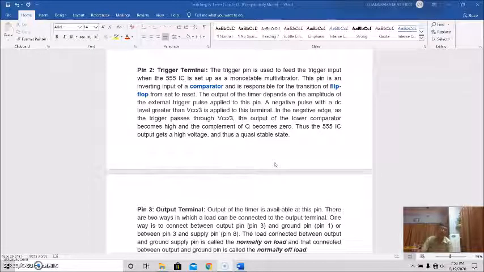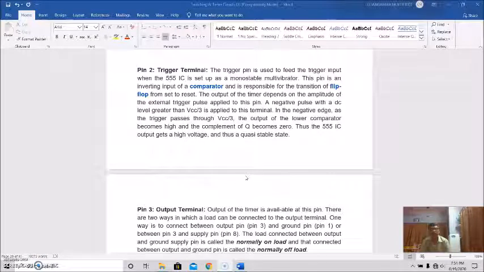And the output of the timer depends on the amplitude of the external trigger pulse applied to this pin. Again, a negative pulse with a DC level greater than 1/3 VCC, that is the supply voltage, is applied to this terminal. So as the negative trigger passes through 1/3 VCC, the output of the lower comparator becomes high, and the complement of Q output becomes 0. Thus the 555 IC output gets a high voltage and thus a quasi-stable state.